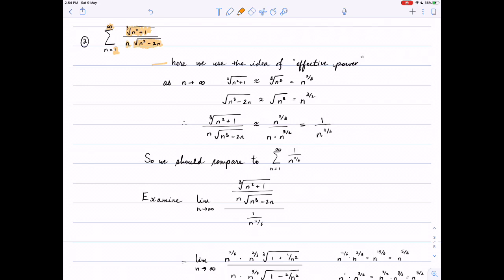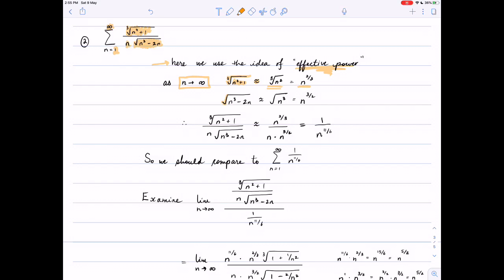So what we are going to do first is use the idea of an effective power to figure out what we should compare it to. The idea of an effective power is that the highest powers dominate when n is going to infinity. So this term from the numerator, the cube root of n squared plus 1, well, as n is going to infinity, the plus 1 is almost irrelevant, and so this is approximately the same thing as the cube root of n squared, which is n to the 2/3.